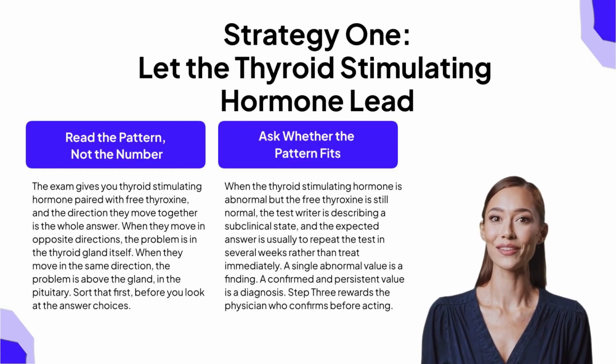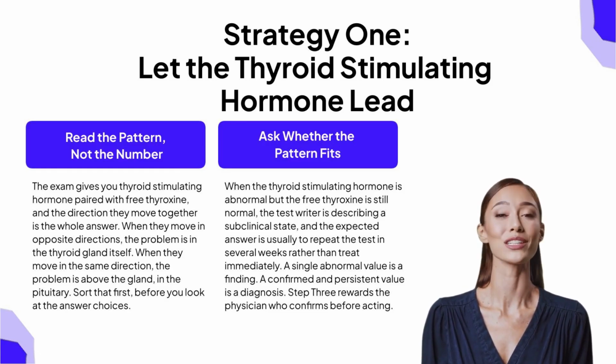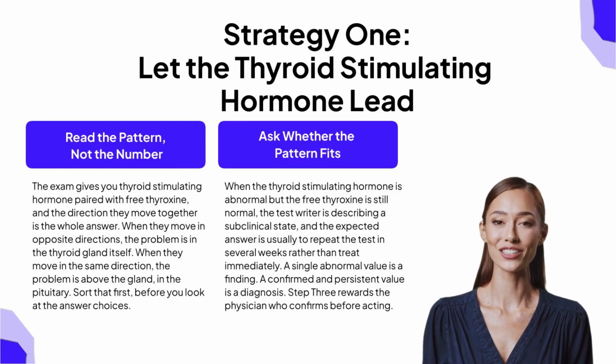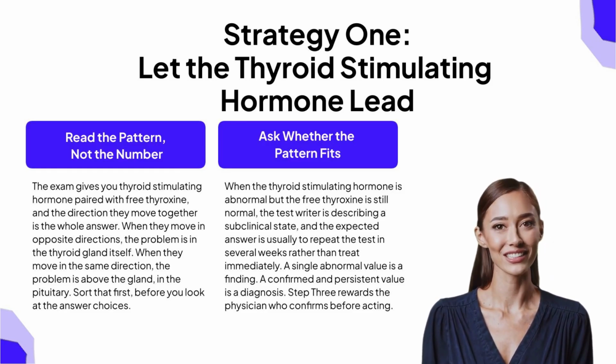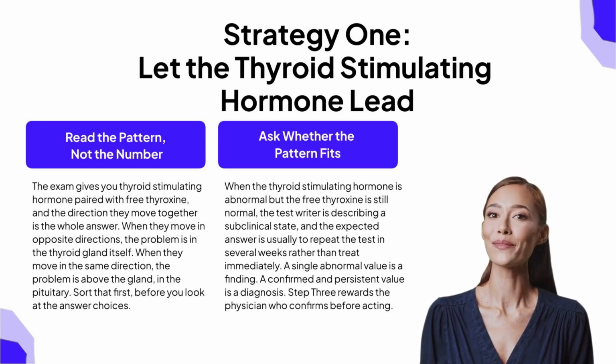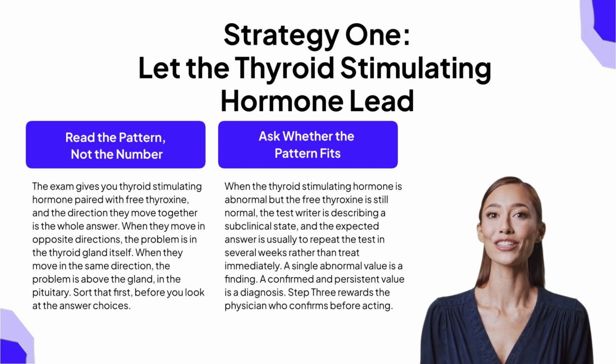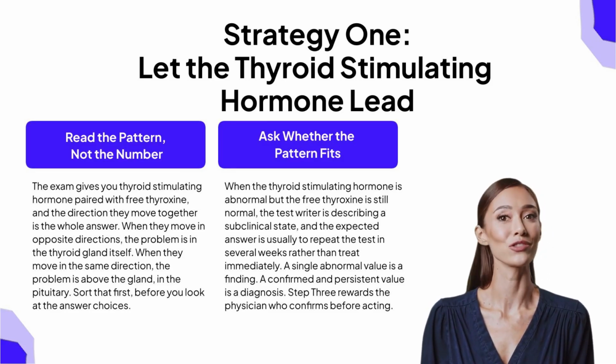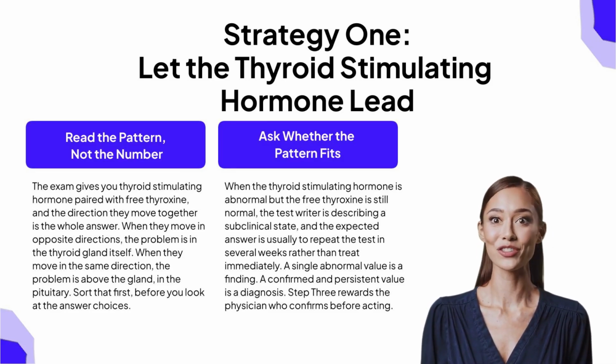Now the second half. If the thyroid-stimulating hormone is abnormal but the free thyroxine is still normal, that's a subclinical state, and the expected answer is almost never to treat on the spot. It's to repeat the test in 6 to 12 weeks and confirm. A single abnormal value is a finding. A persistent one is a diagnosis. Look for the word repeat before you reach for a prescription.